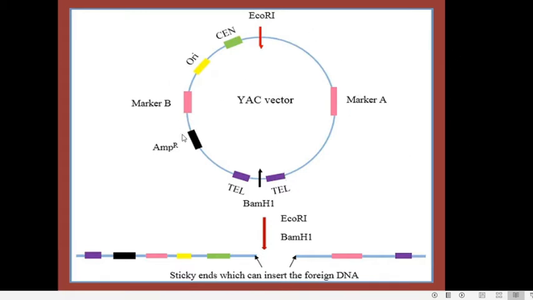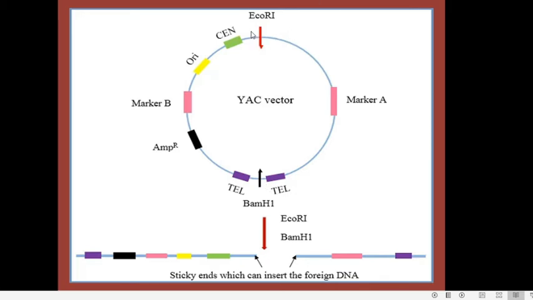Just note that there are many cutting sites for different types of restriction enzymes, but here we are focusing on only two, that is BamHI and EcoRI. Suppose you are treating this YAC vector with BamHI enzyme and EcoRI enzyme. What will happen? First we will see what happens if it is cut with BamHI. When cut with BamHI, this circular vector will become linear, with this telomere on one end and this telomere on the other end. So that is the first cut which will render the circular vector into a linear vector.